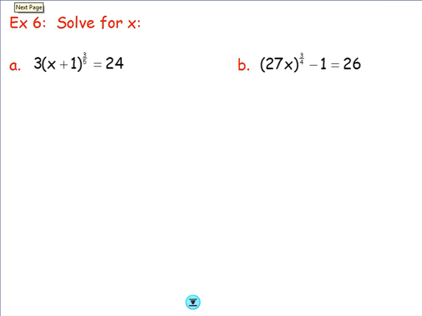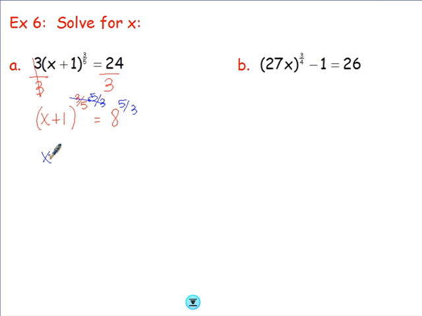Let's look at example A together. So we need to get that 3 going. So I'm going to start by dividing both sides by 3. That leaves me with, in parentheses, x plus 1 to the 3/5 power equals 8. I am going to use the reciprocal. So I'm going to do 5/3 and 5/3 on both sides. That stuff all cancels. When the exponent's gone, you can get rid of the parentheses also.